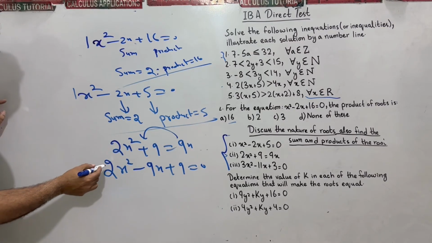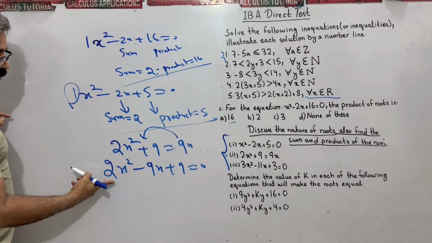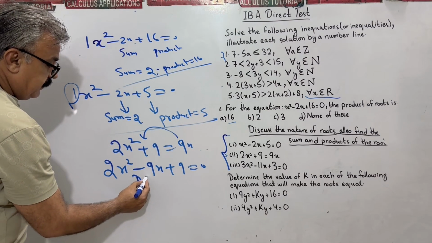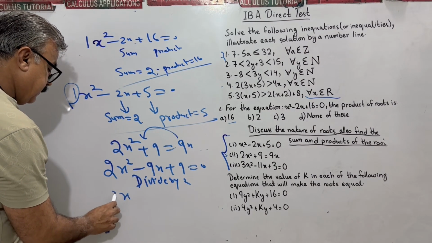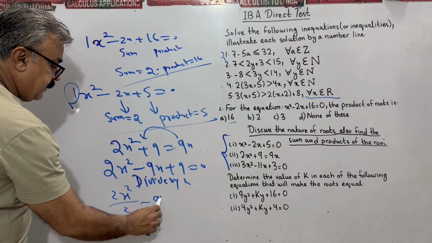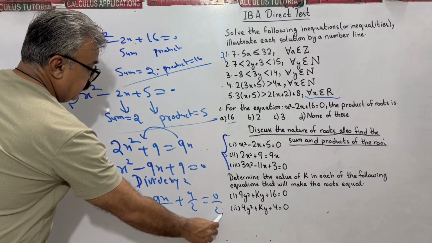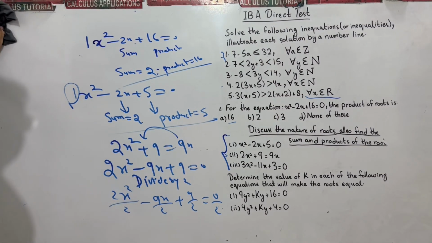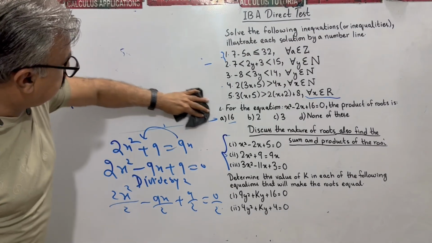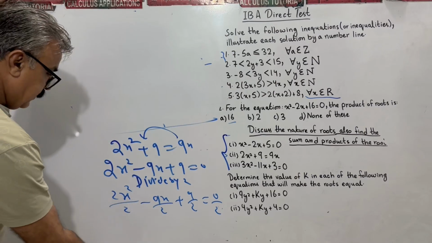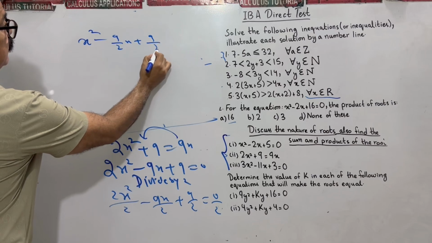Because we have to make the coefficient of x square 1. Here it is 2, so divide by 2. We have 2x square divided by 2 minus 9x divided by 2 plus 9 divided by 2, and even 0 divided by 2. So what are we going to have? Let's see and find out. The 2 cancels out: x square minus 9 upon 2 x plus 9 upon 2.